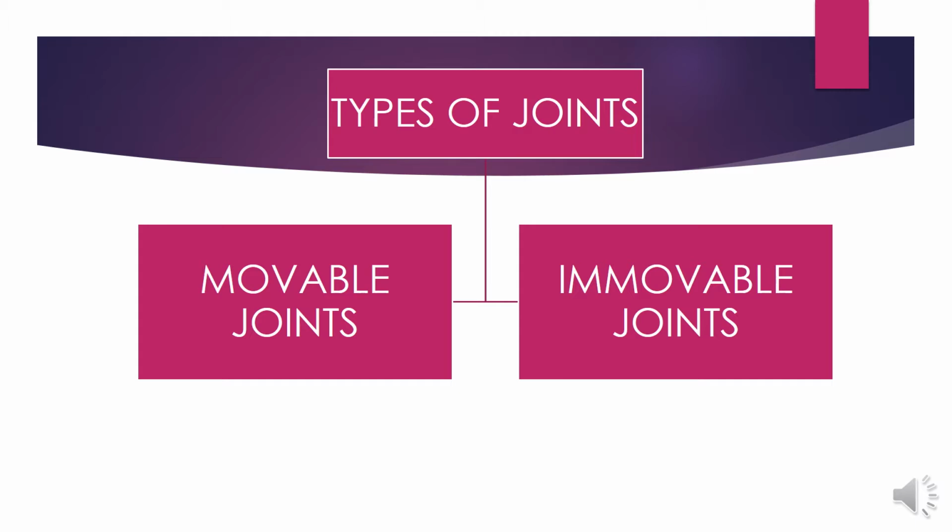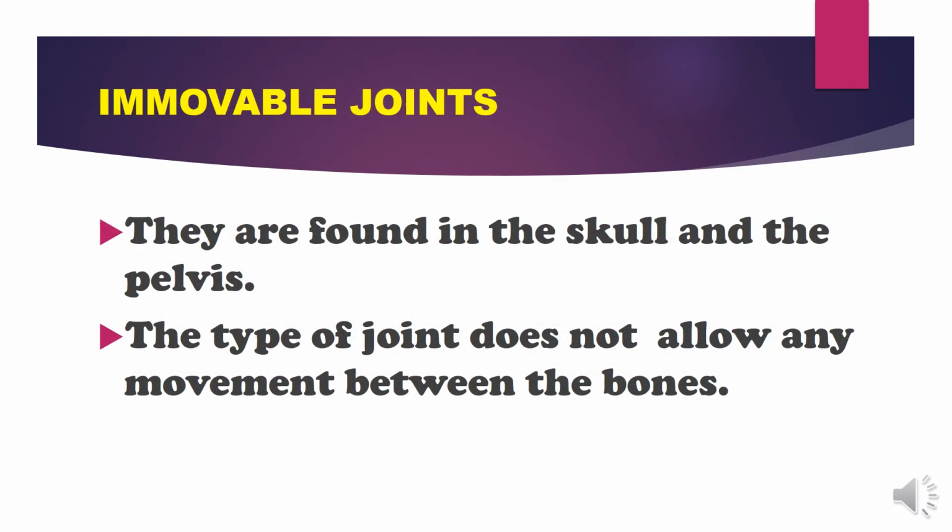Now there are two types of joints: movable joints and immovable joints in our body. So first we will be discussing immovable joints. Immovable, the name itself suggests that it cannot move, right? Immovable means the joints which cannot move. They are found in the skull and the pelvis region. First of all, where are immovable joints found? They are found in the skull and in the pelvis region.